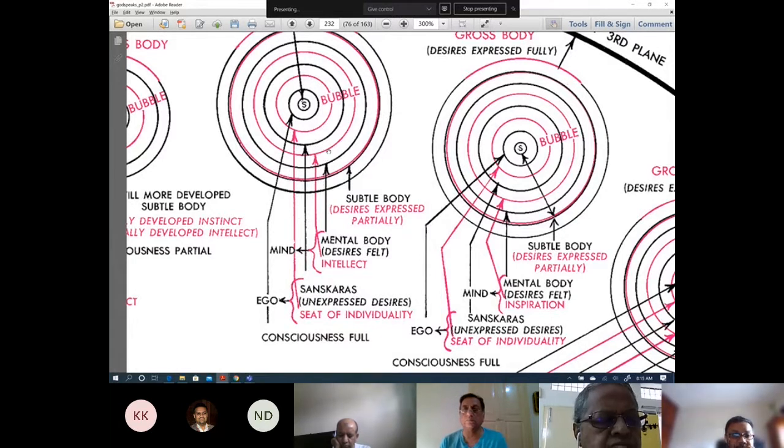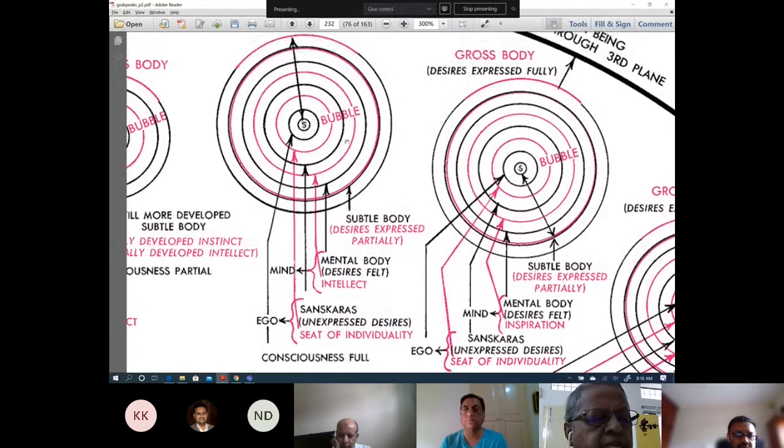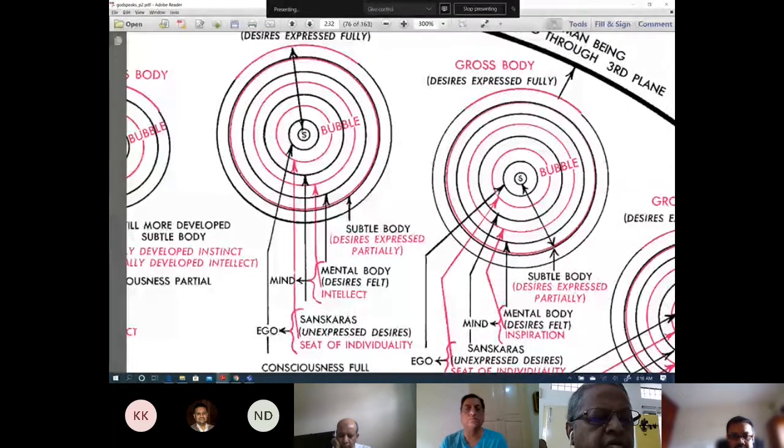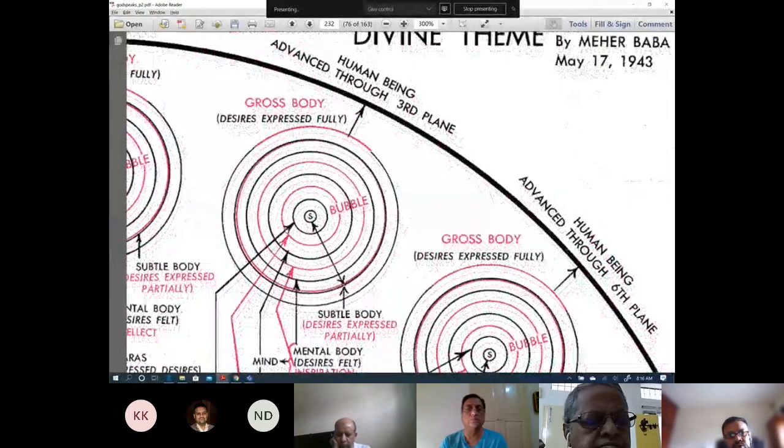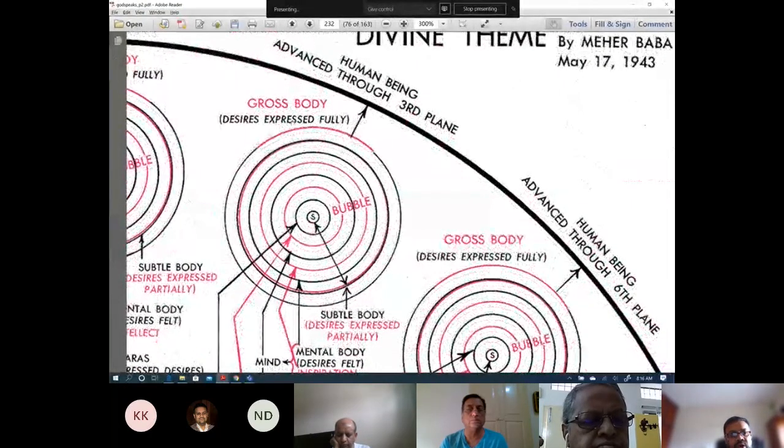After that, you have a pink circle, which is, oh, the pink circle is intellect, sorry. So mental body, and then outside that is intellect. And then you have subtle body with the black circle, and just on it, desires expressed partially with the pink circle, right? And then finally, the big circle is the gross body. From there, we go to a human being advancing through the third plane, gross body being desires expressed fully.